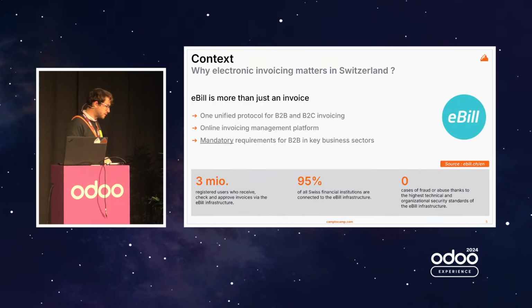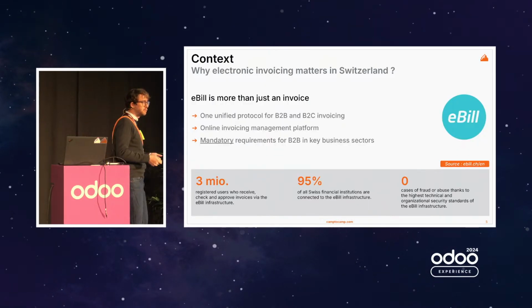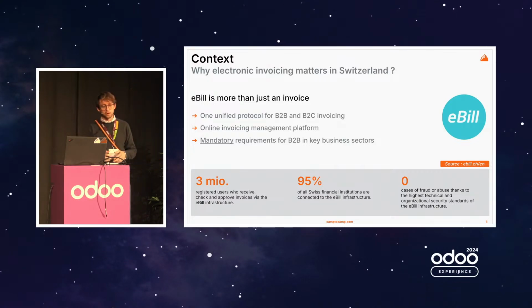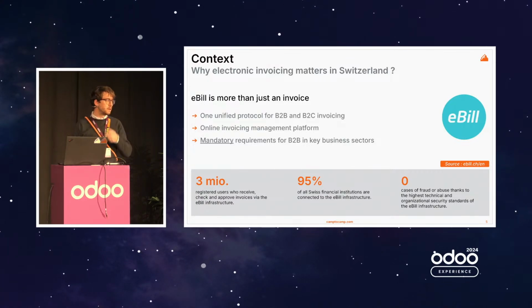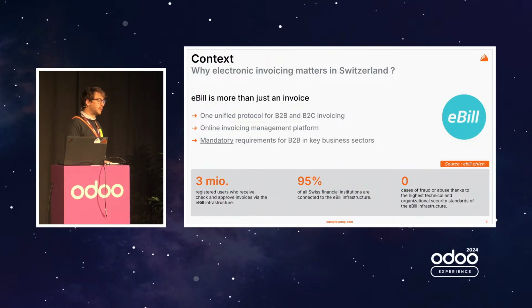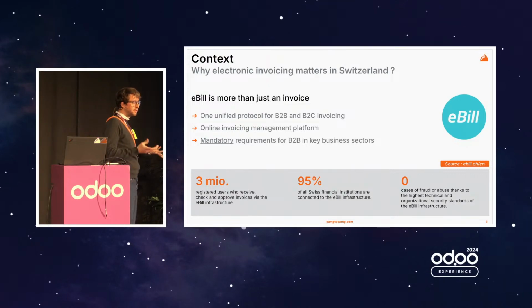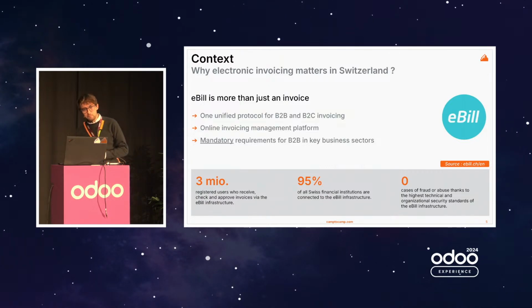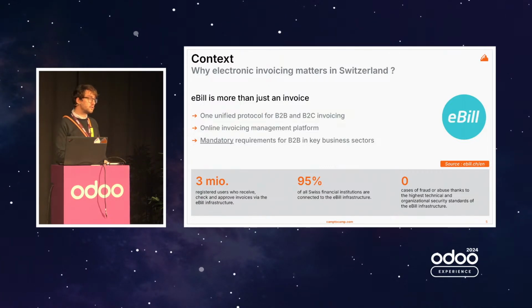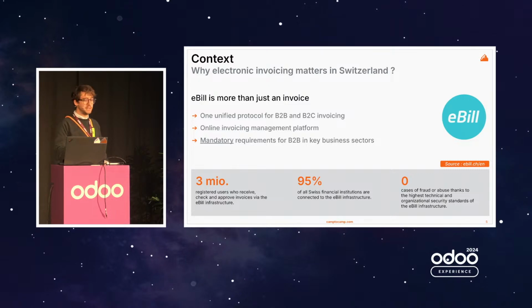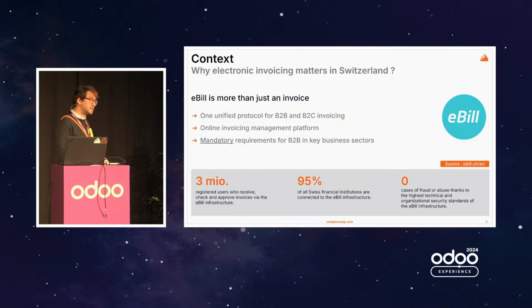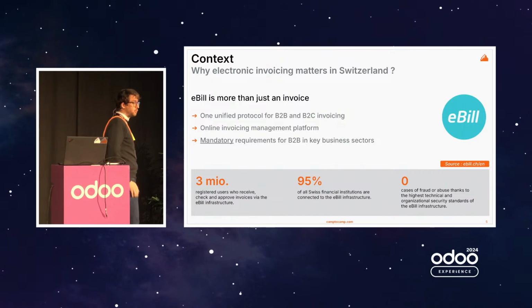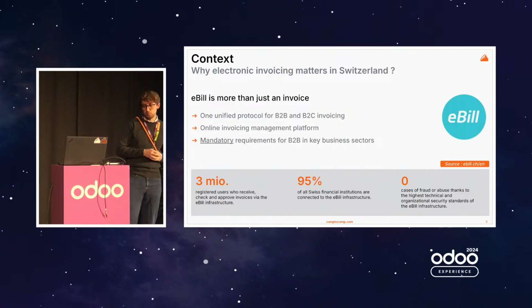So, context. What is electronic invoicing? You have in standard in Odoo some electronic invoicing features, for example, a PEPPOL network for Europe, or different providers that are in standard in Odoo. And in Switzerland, we have a big standard that is used by a lot of companies, which we call eBill. And eBill is not provided in standard in Odoo. That's why we developed custom modules that I'm going to show you just after.